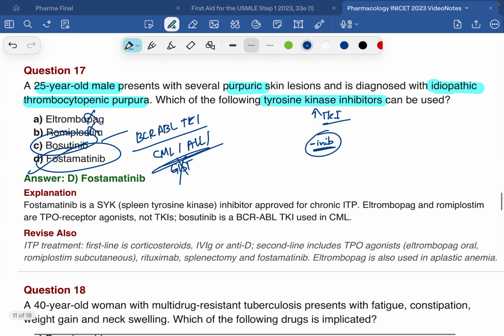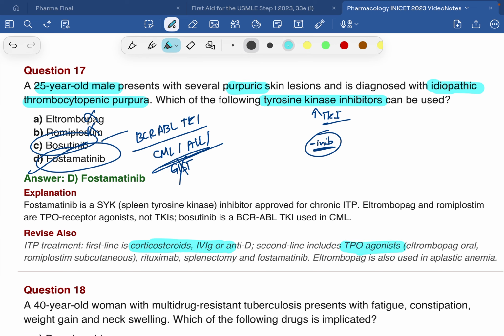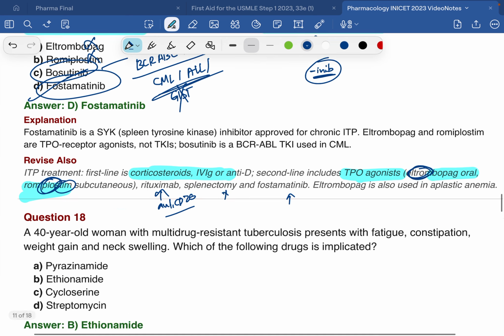Okay, so now coming to ITP, we'll discuss ITP in this question. ITP treatment: first line is corticosteroids, IVIG or anti-D. Second line includes TPO agonists. TPO agonists can be eltrombopag oral or romiplostim subcutaneous. How can you identify this on the exam? So "thrombo" or platelet stimulation, this is how you can identify. Rituximab is anti-CD20, then splenectomy, and fostamatinib, right? So let's discuss ITP in some more detail.